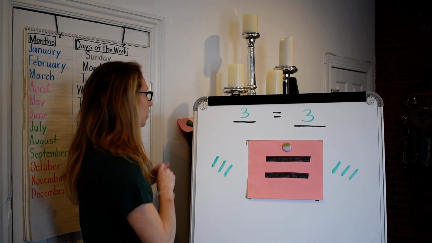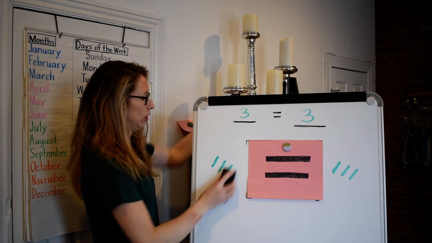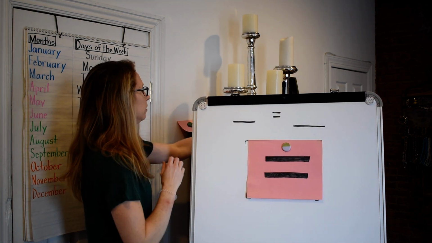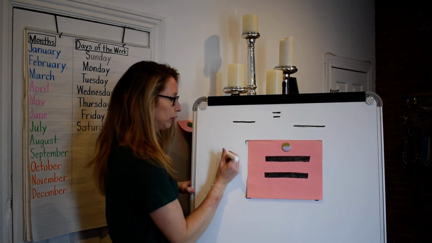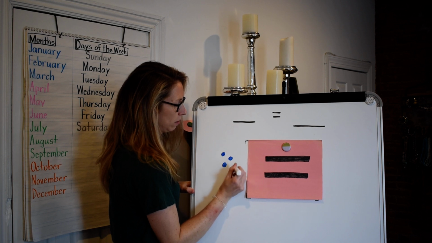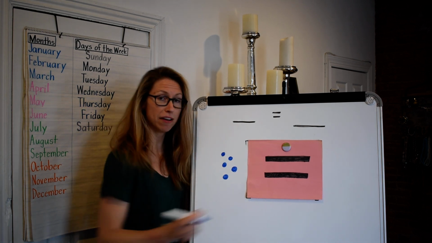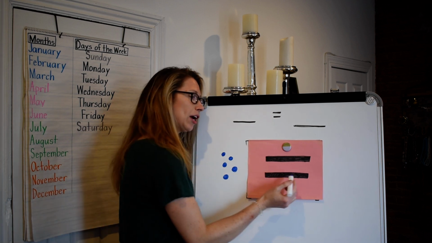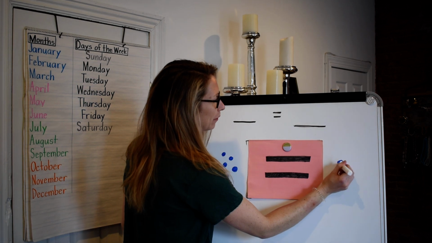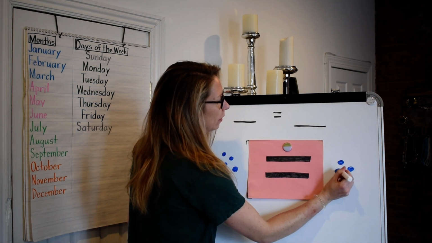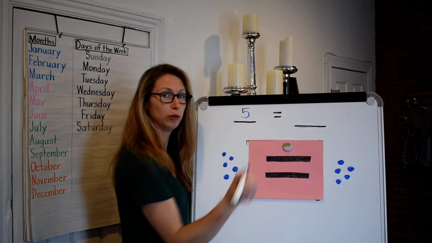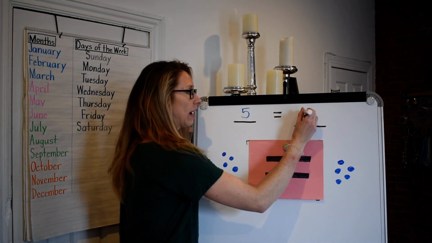So, let's do another one. Let's do blueberries. Let's say I have 5 blueberries. 2, 3, 4, 5 blueberries is equal to how many blueberries? 5 blueberries. 1, 2, 3, 4, 5 blueberries. 5 blueberries equals 5 blueberries.